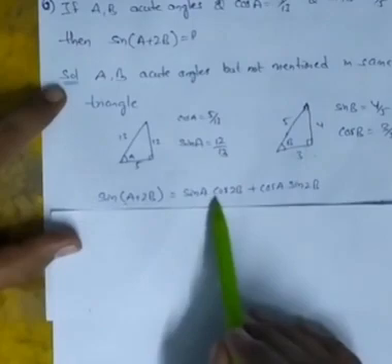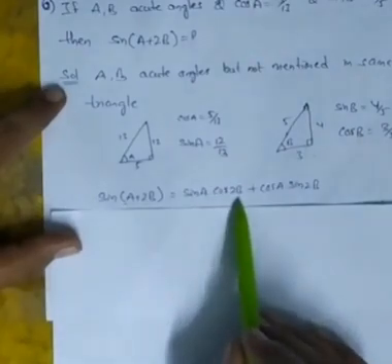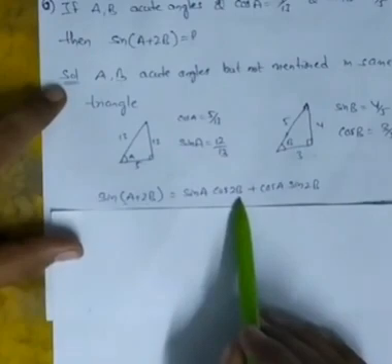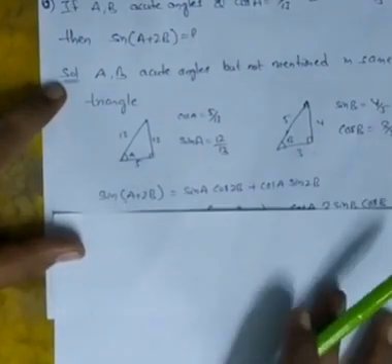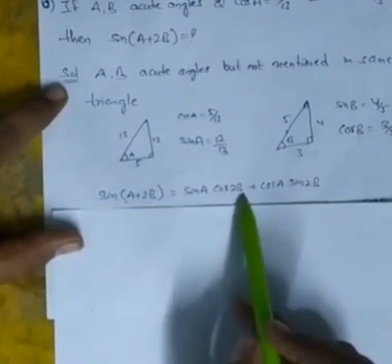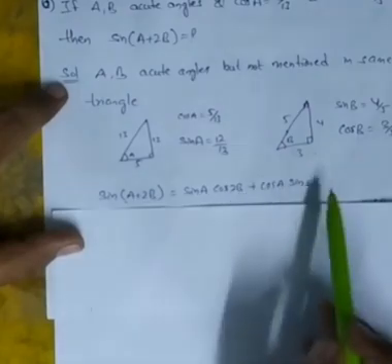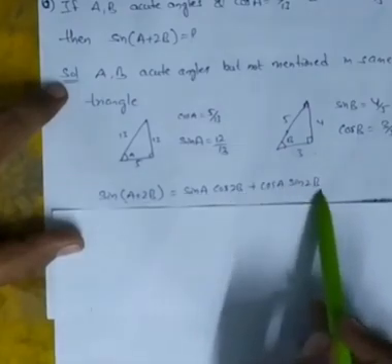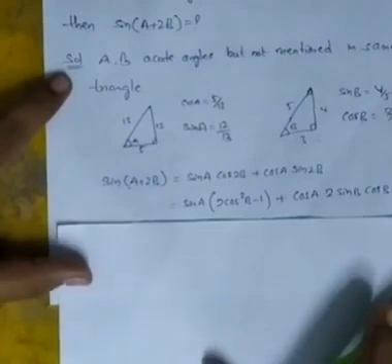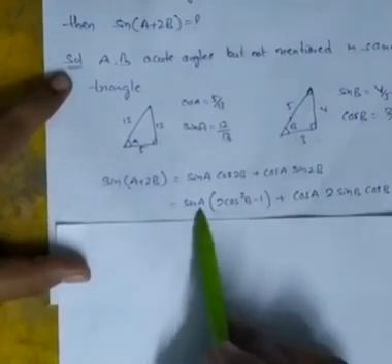So we already know the cos 2θ formula, that is 2cos²θ − 1. So the next step is expanding this cos 2B in terms of the cos function, that is 2cos²B − 1, and here we have sin 2B, for which we only have one formula for sin 2θ, that is 2 sin θ cos θ. Expanding in the next step, sin A will remain as it is.